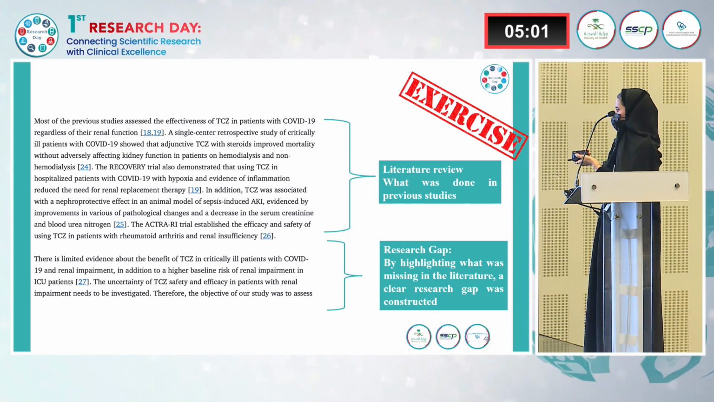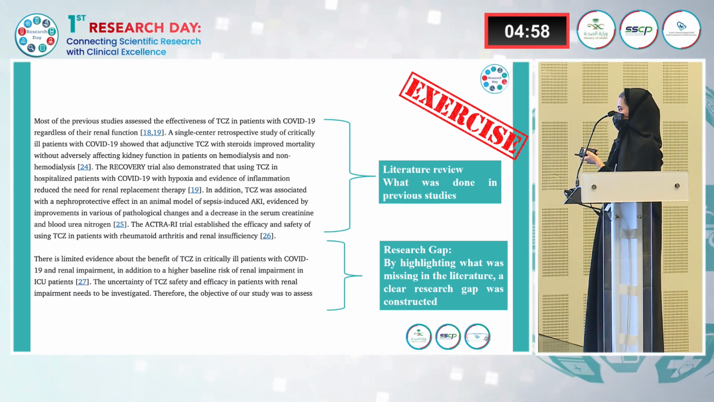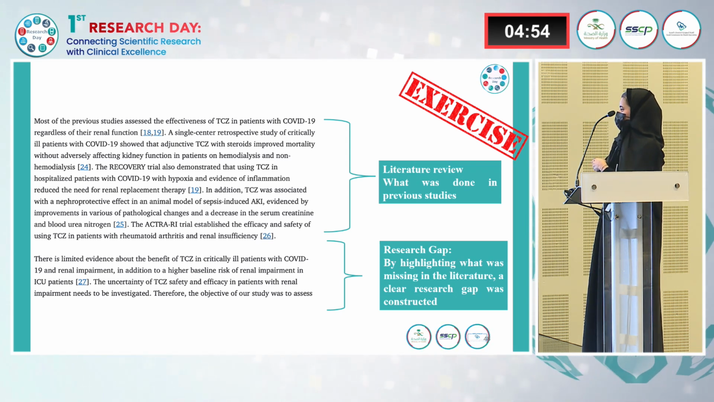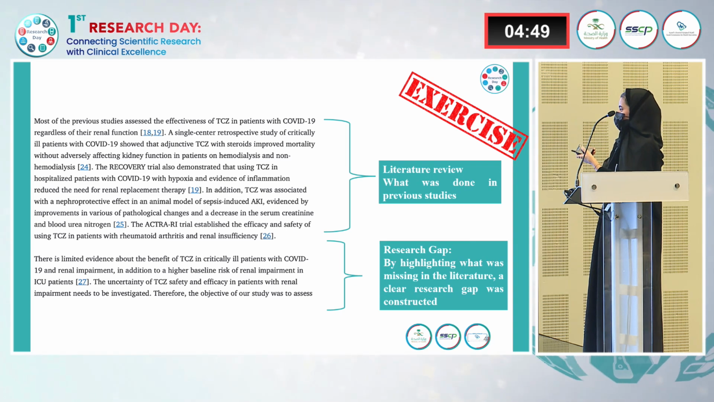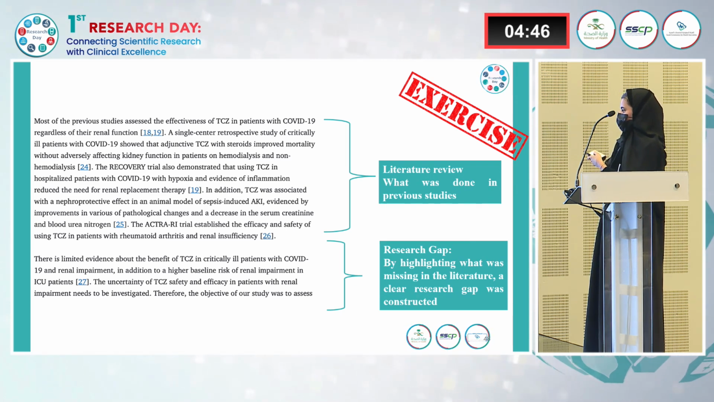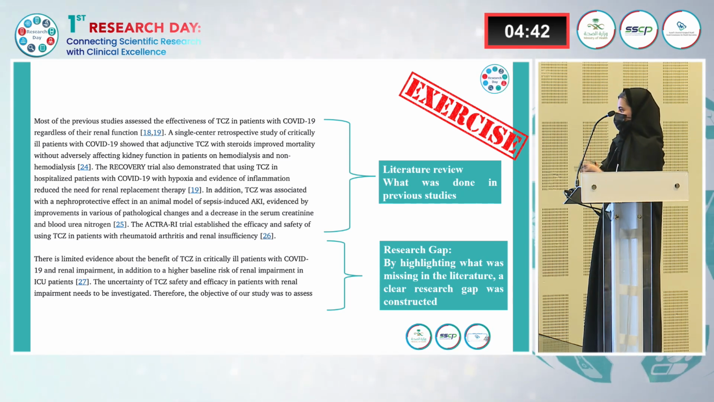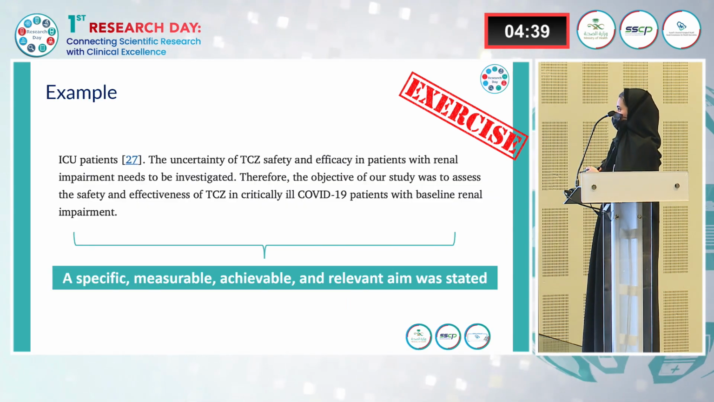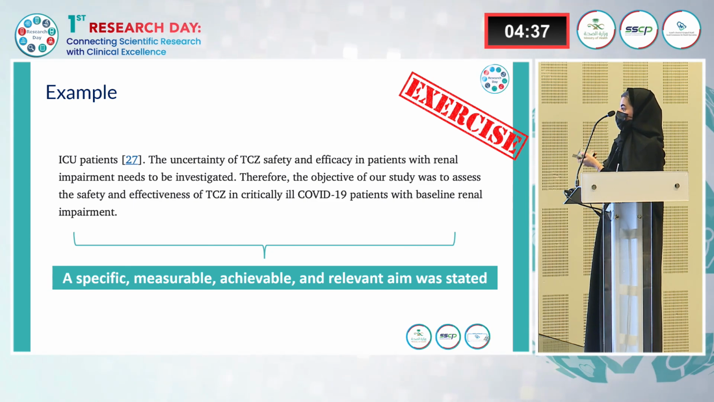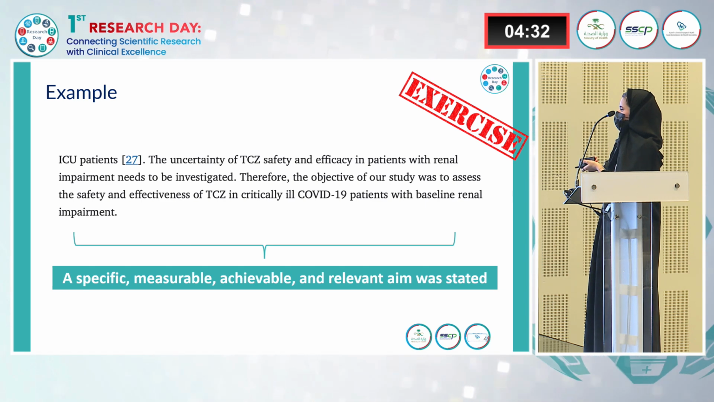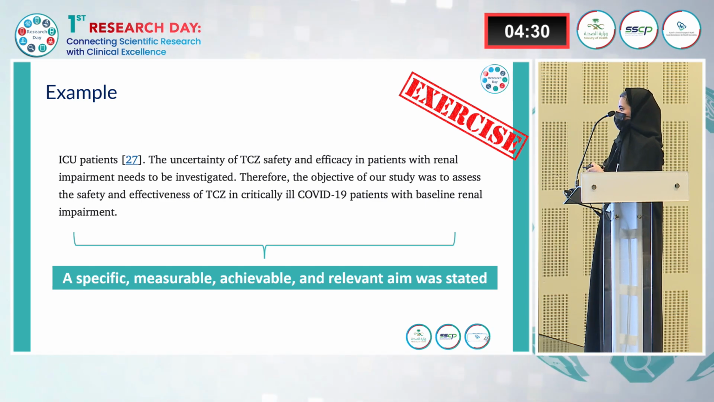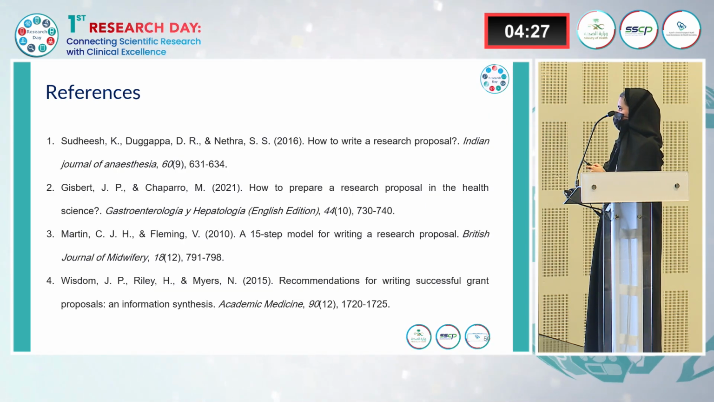As we said, there is limited evidence about the effect or the benefit of tocilizumab in critically ill patients with COVID-19 with renal impairment, in addition to a higher baseline risk of renal impairment in ICU patients. The uncertainty of tocilizumab safety and efficacy in patients with renal impairment needs to be investigated. So this is a clearly stated research gap. And then a specific, measurable, achievable, and relevant aim was stated: the objective of our study was to assess the safety and effectiveness of tocilizumab in critically ill patients with baseline renal impairment.